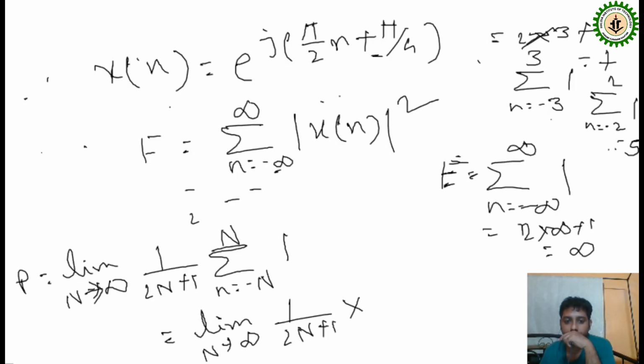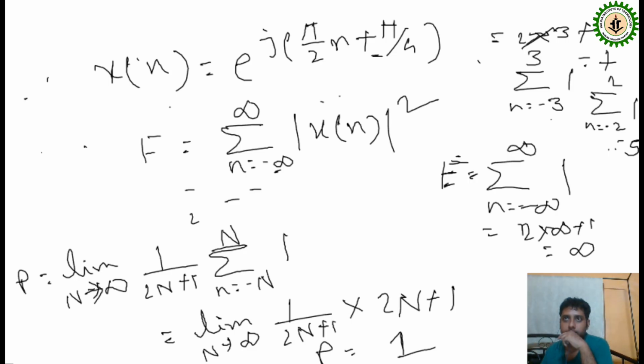Similarly here, summation n is equal to minus n to plus n of 1, that means here we will get 2n plus 1 points. So the 2n plus 1 terms will cancel each other. So we will finally get the power is equal to 1. Average power of the signal is equal to 1. So here we are getting energy is equal to infinite and power is finite. So that type of signal is said to be a power signal.